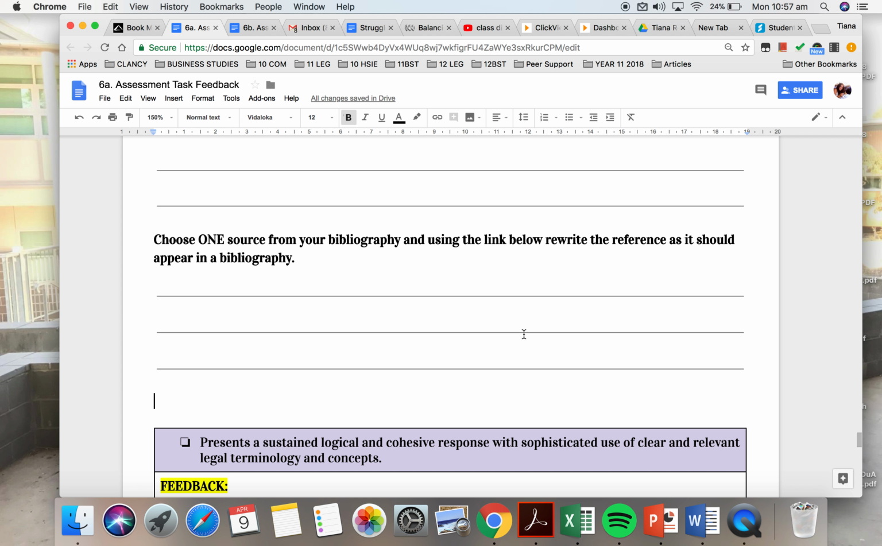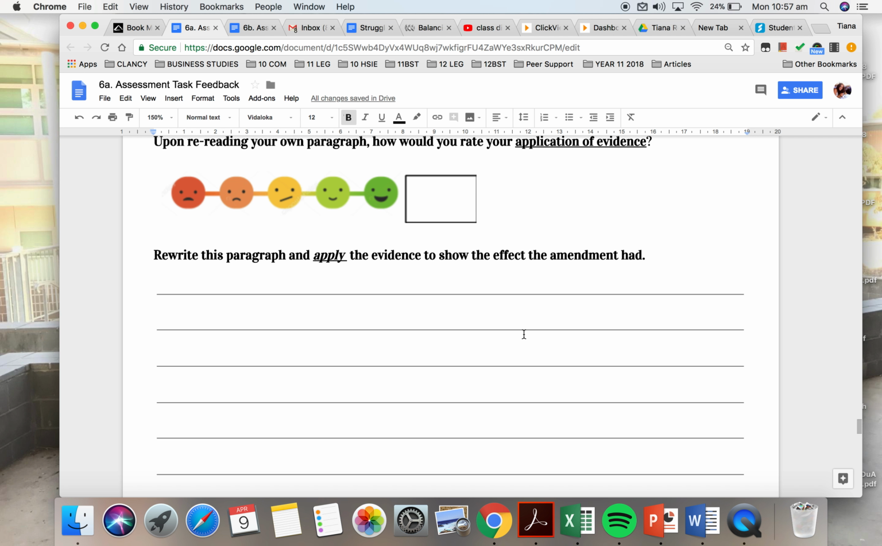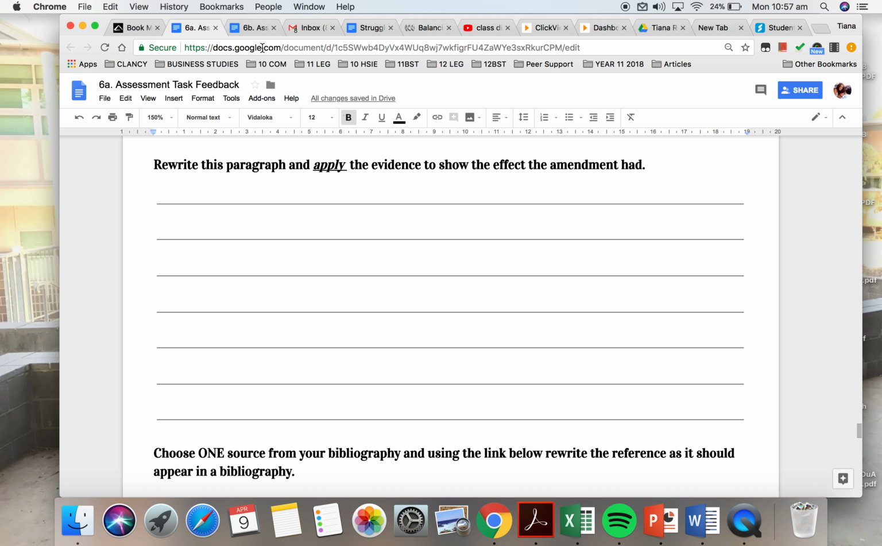Now, if you didn't have a bibliography, you are going to need to find a source that you used in your response and reference it correctly. My advice is to never ever hand in a response without a bibliography, especially as you move into Year 11 and 12, it will be seen as plagiarism.